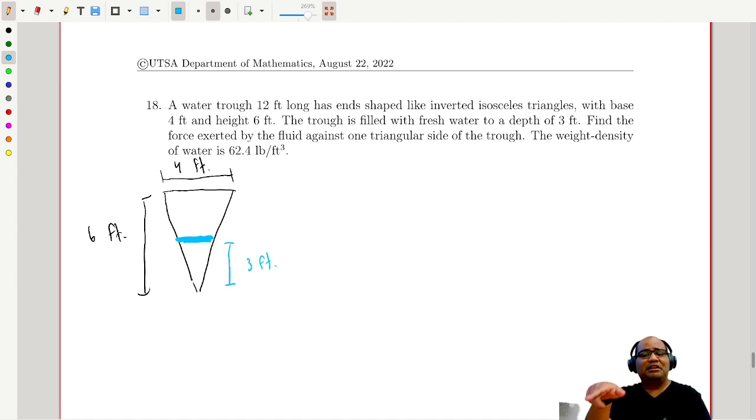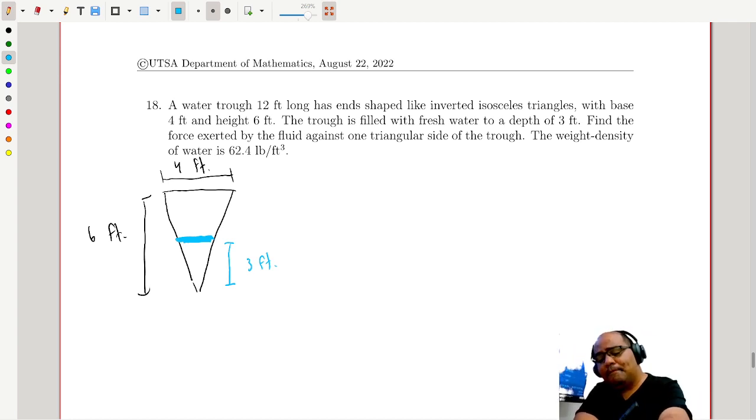Now, again, you might be thinking, well, why did I include the length of the tank, 12 feet? Well, I don't need it, because I only want the force on one side of this triangle. Go ahead and look at the explanation again in the original video for that. Now, same kind of setup here, but we're going to start by doing the similar triangle trick.